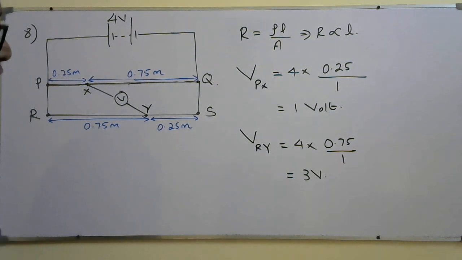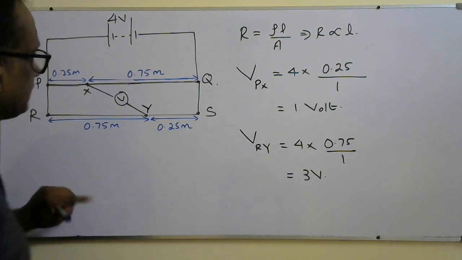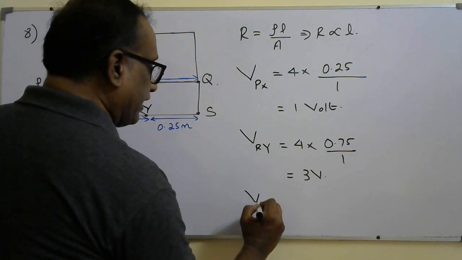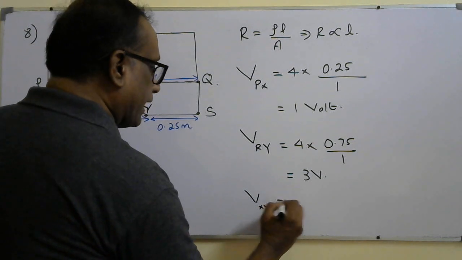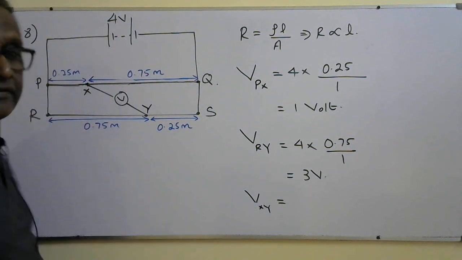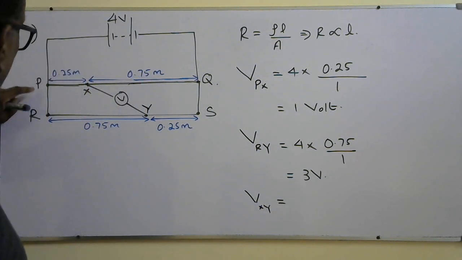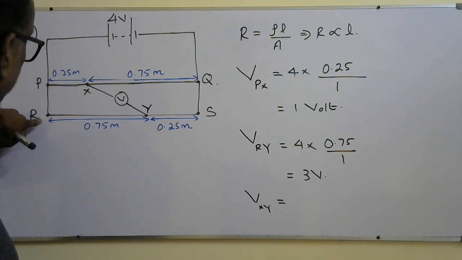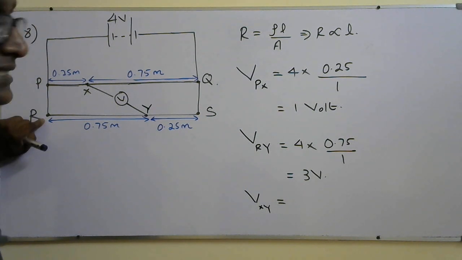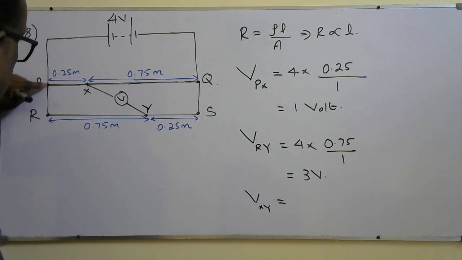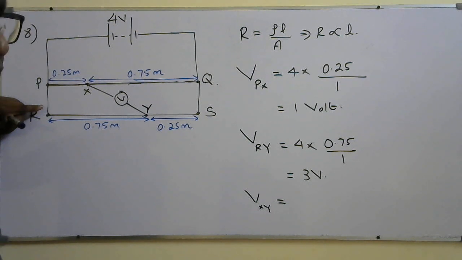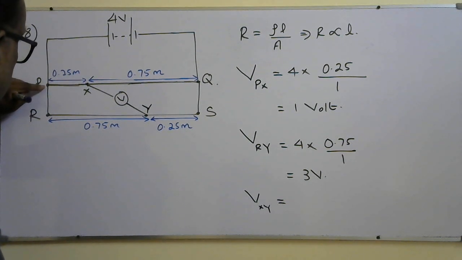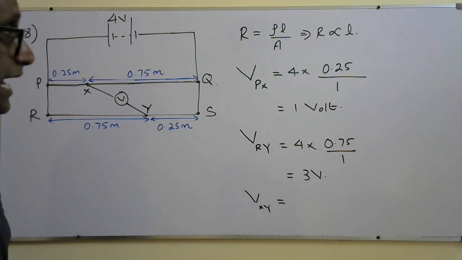Right. We know that we need to find the voltage across X and Y. That's the voltmeter reading, right? We know that voltage at P and voltage at R are the same because this connecting wire has no resistance. So no potential drop between the point P and R. So P and R will have the same potential.